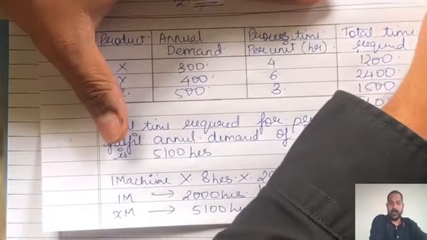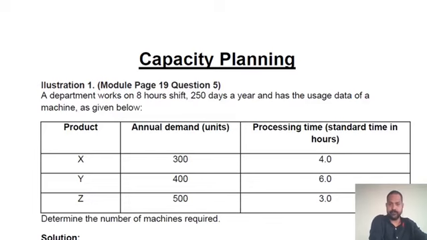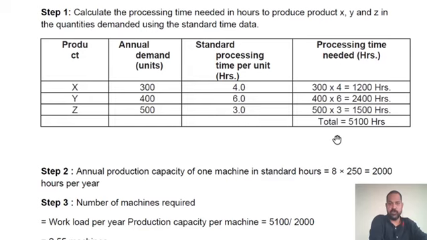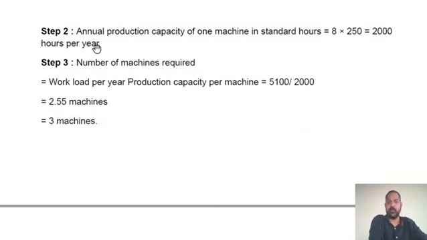Let's quickly look at the solution that they have. So, capacity planning, this was the question. Let's go to the solution. They have just extended one more column and finished it off. You can write down separately also below, like for product X, for product Y, for product Z. Then total time is time for product X plus time for product Y plus time for product Z and so on. But because just one column solves all problems, it becomes easier. So total required is 5100 hours. After that, step 2, annual production capacity of one machine will be 8 hours into 250, which is 2000 hours per year.